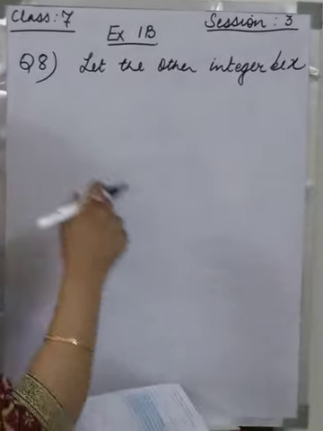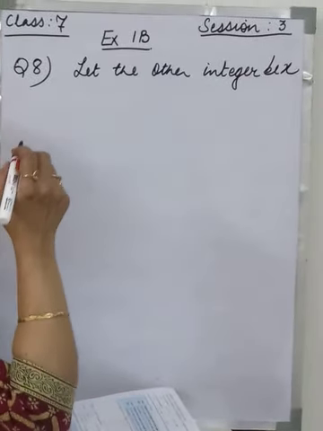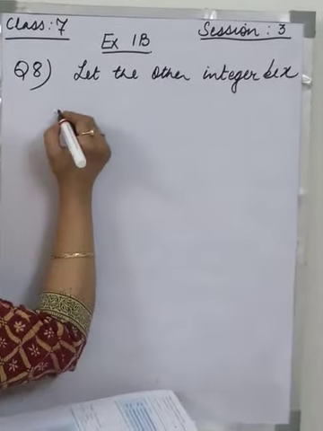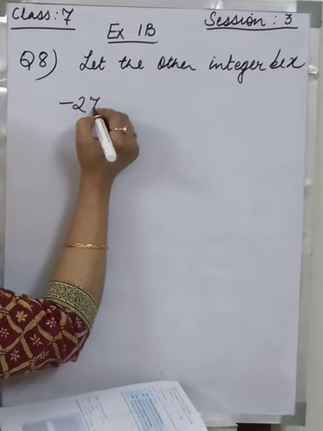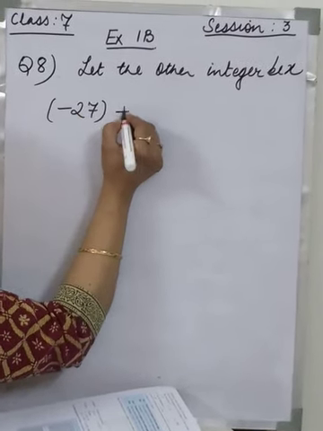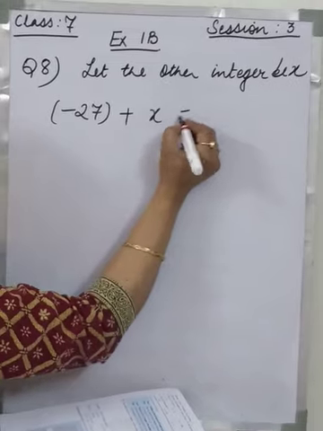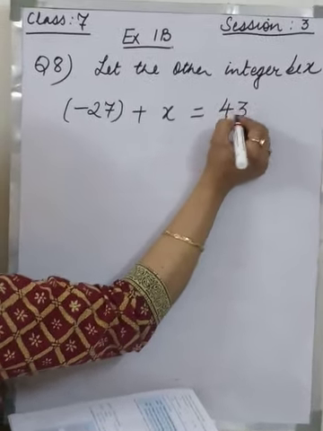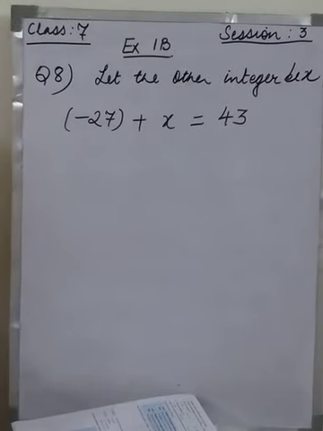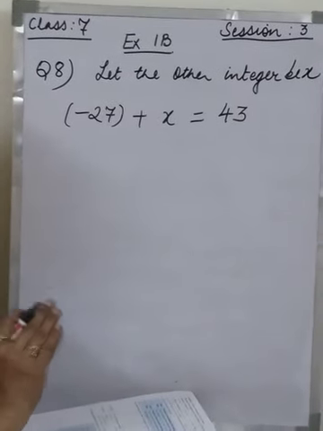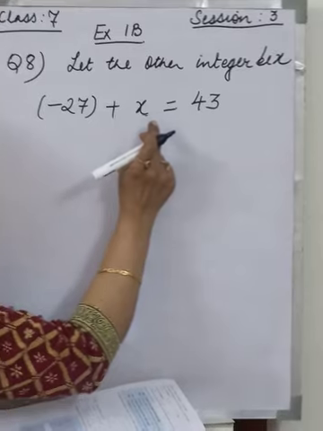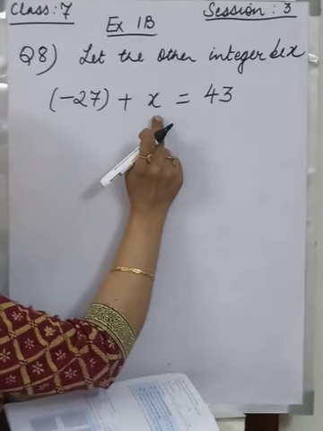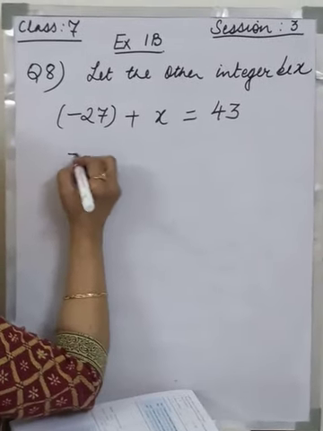The sum of two integers is minus 43. One of the integers is minus 127. The other integer will be x, and the sum of the two integers is minus 43. This way we convert the given statement to a mathematical expression. Now we are looking for the other integer, that means we are looking for the value of x. So I remove the bracket.